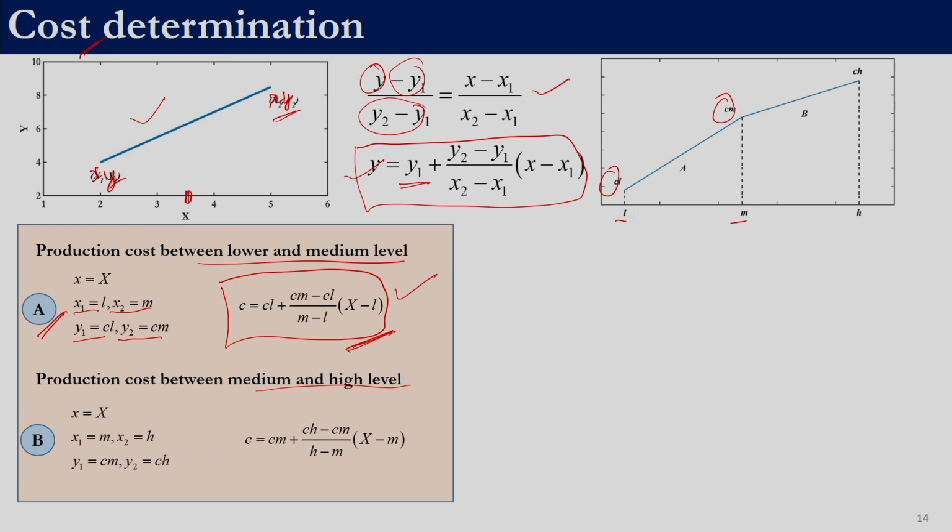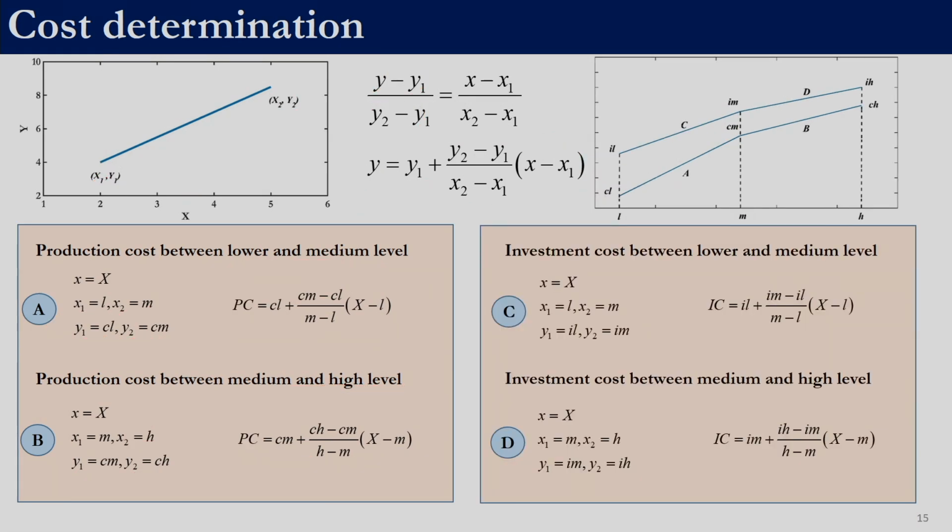Between medium and high the equation is still the same, the interpolation procedure is still the same. So, instead of x1 we need to substitute M, instead of x2 we need to substitute H, instead of y1 we use Cm, and instead of y2 we need to use Ch. So, this is the equation to determine cost. Now we know for any production between L and M how to calculate the cost, and for any production between M and H we know how to calculate the production cost. These two equations are only for the production cost. Similarly, we can write an equation for the investment cost also.